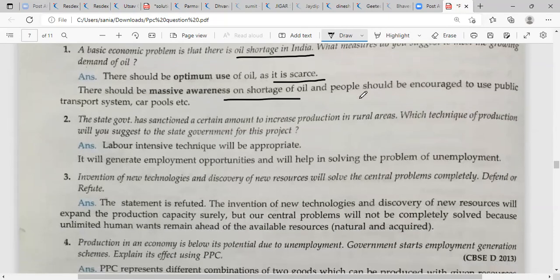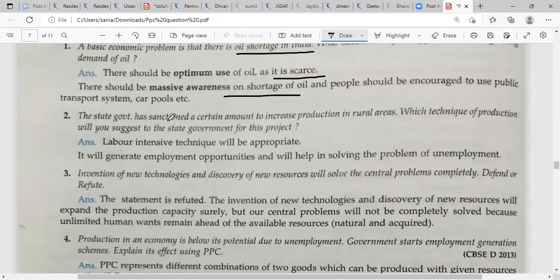Next is: the state government has sanctioned a certain amount of increased production in rural areas. With which technique of production will you suggest the state government proceed for this project? So basically, they want to increase production, right? Which technique will you be using? You will suggest labor-intensive technique. Why? Because in rural areas most of the people are unemployed, right? So it will generate employment opportunities. That's why you are going to suggest that the government should use labor-intensive technique instead of capital-intensive or the mixed one.